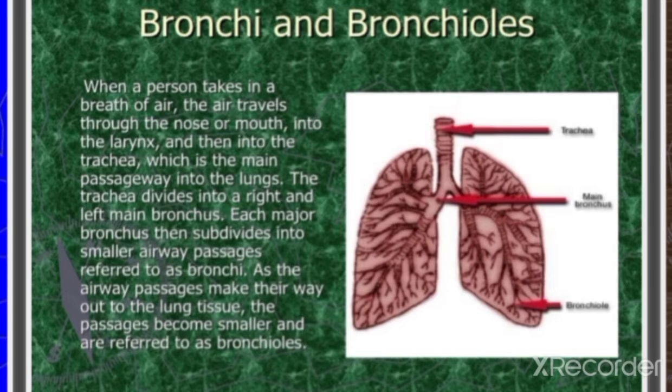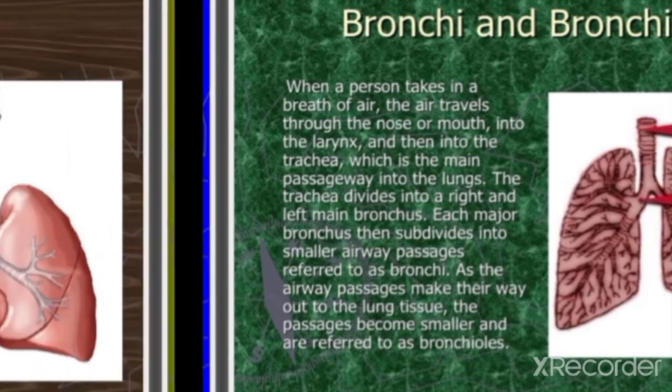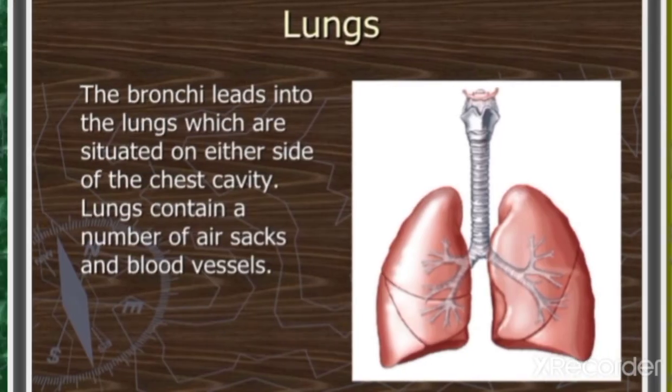Now these smaller branches are called bronchioles. These bronchioles lead to the lungs. Now there is a pair of lungs, one left and one right. The left lung is two-lobed. Okay, can you see? The left lung is two-lobed, whereas the right lung is three-lobed.